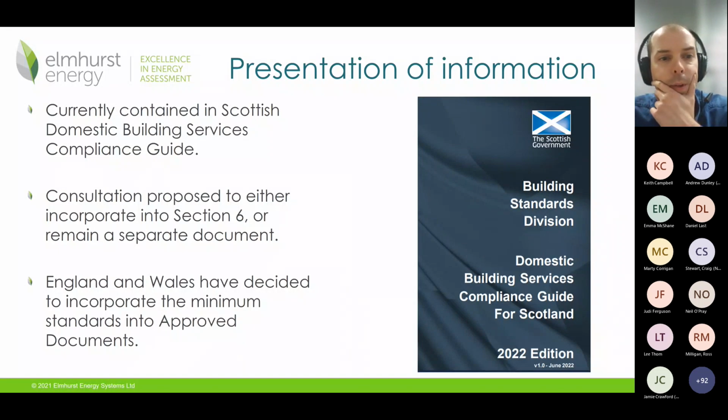The consultation looked at this and thought there were a few changes they could make. You could incorporate that guide into Section 6 itself, so we don't have to look at all these different supplementary guides and everything's in the standards document itself. You could remain it as a separate document. You could take the minimum standards and put them in Section 6 and just have the guide as guidance. They were also mindful that England and Wales have chosen to adopt their domestic building services compliance guide into the approved documents itself, which does make it a very, very long document.